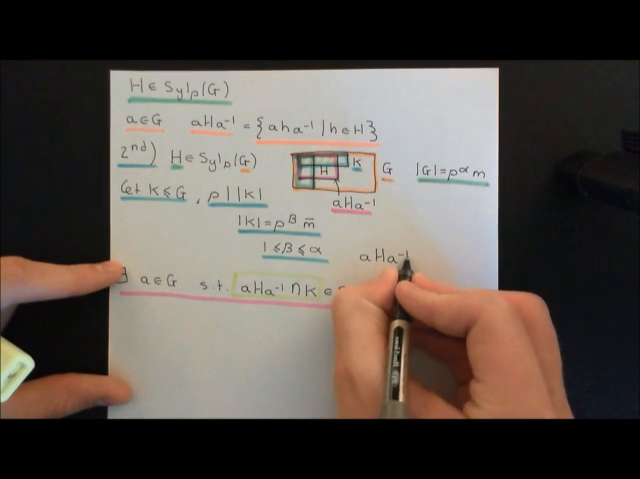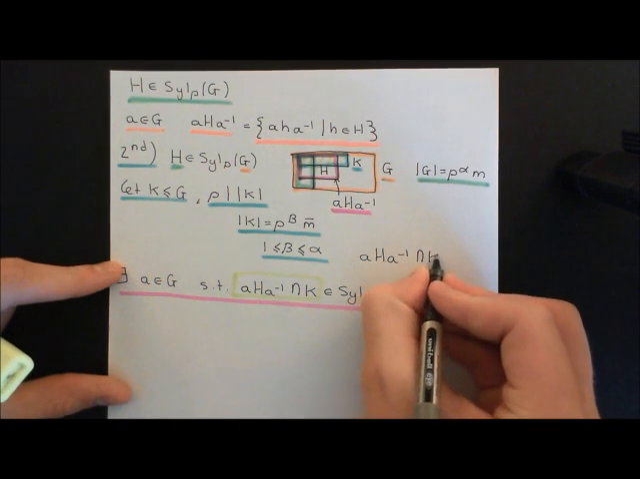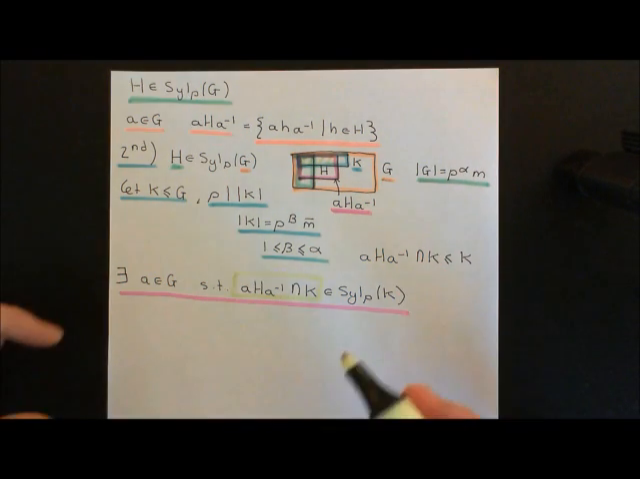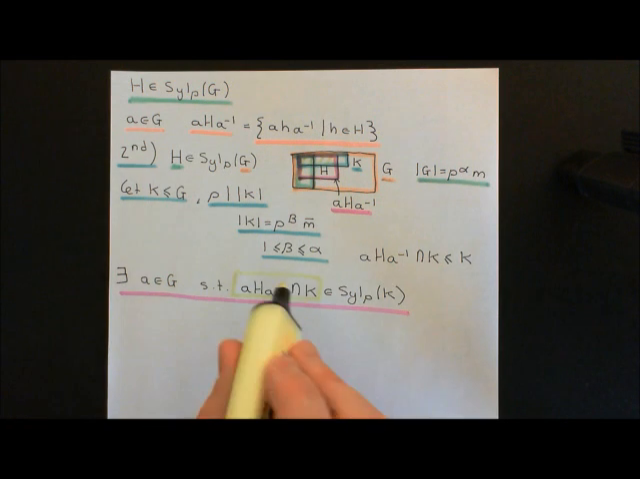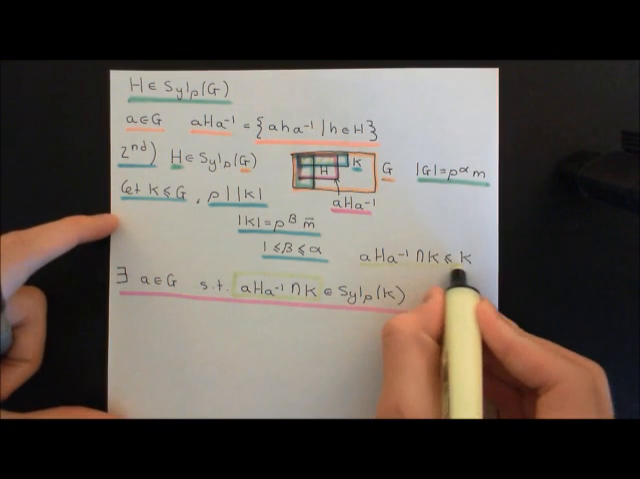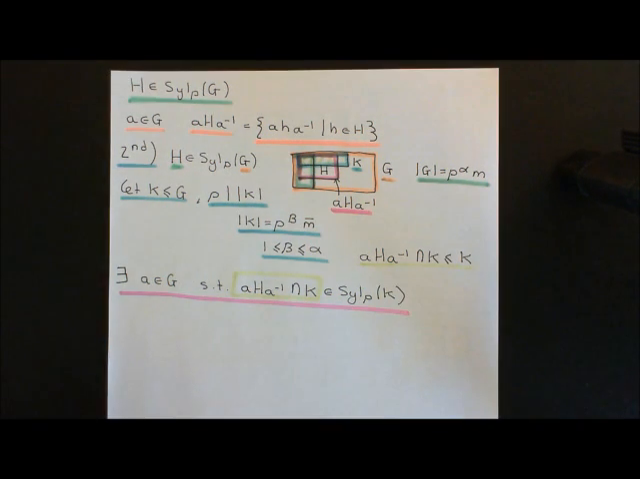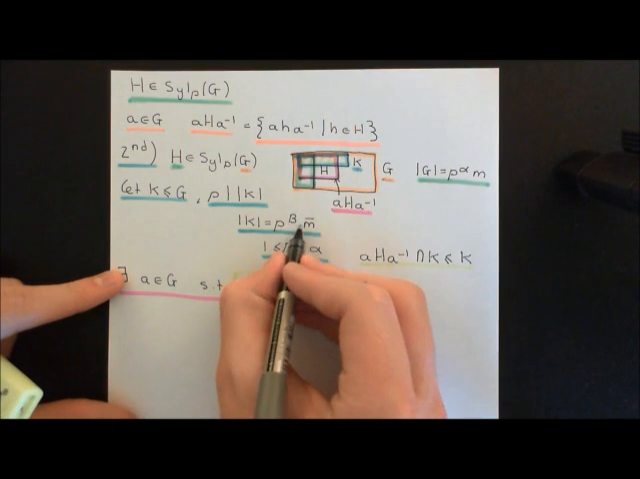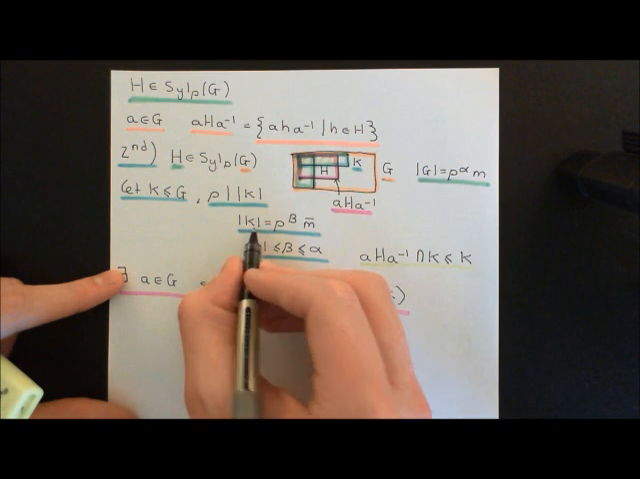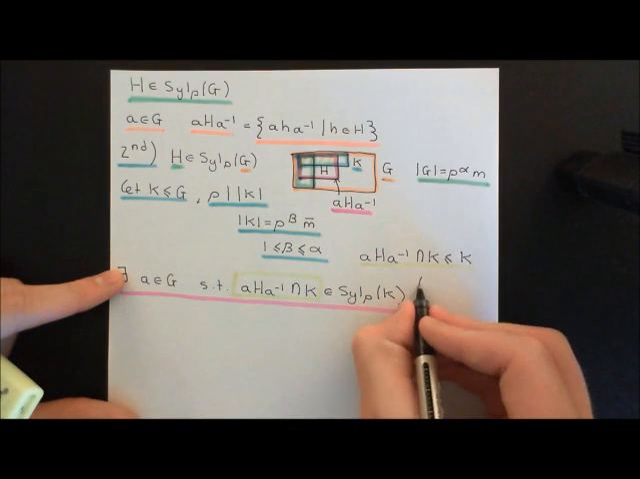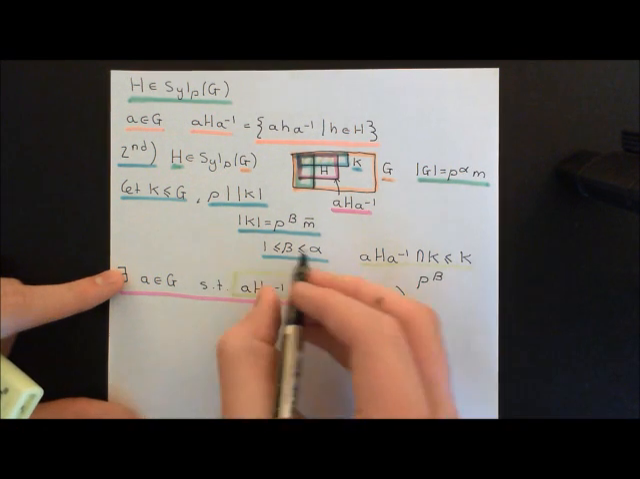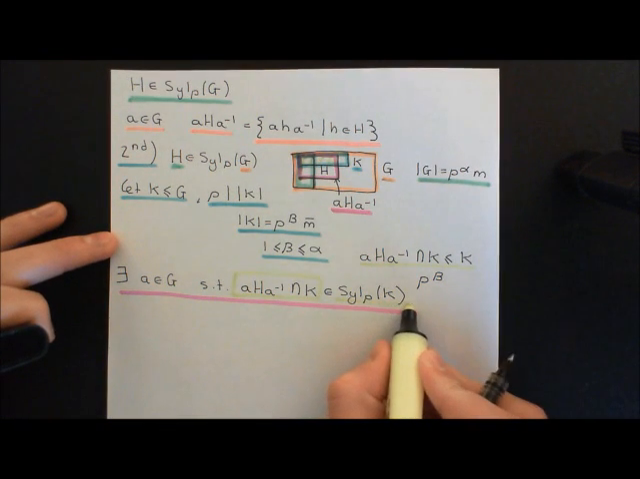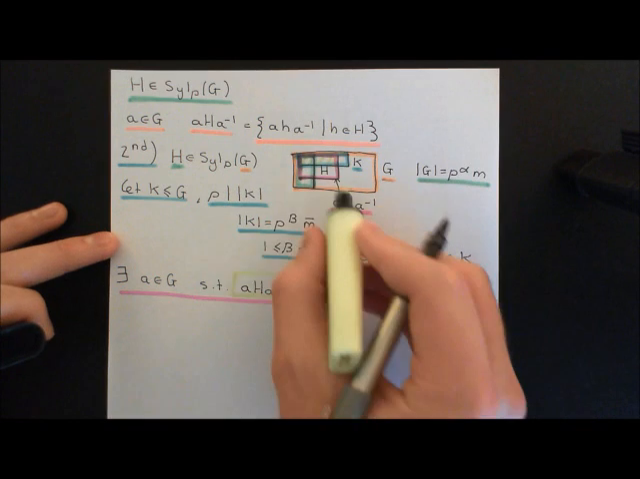Okay, so A H A inverse intersect K is going to be a subgroup of capital K. Okay, and it's going to be a very special subgroup of capital K because it's actually going to be a Sylow P subgroup, basically. So the order of this is going to be the maximum power of P that appears in this subgroup capital K. So the order of this is going to be P to the power of beta, where beta is some number between 1 and alpha.